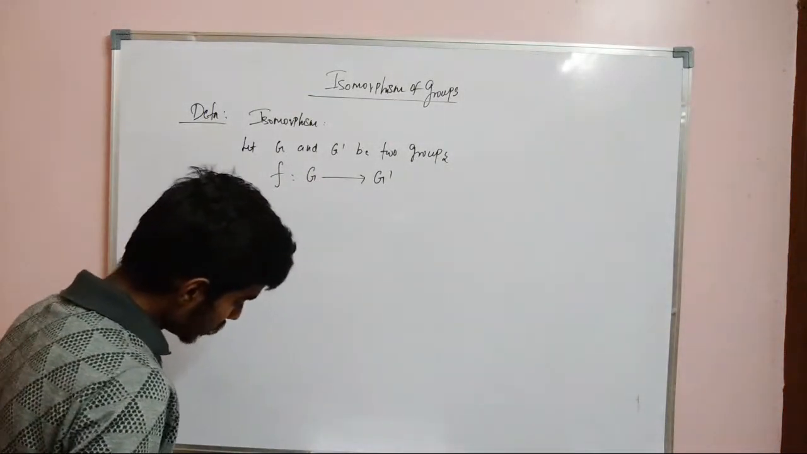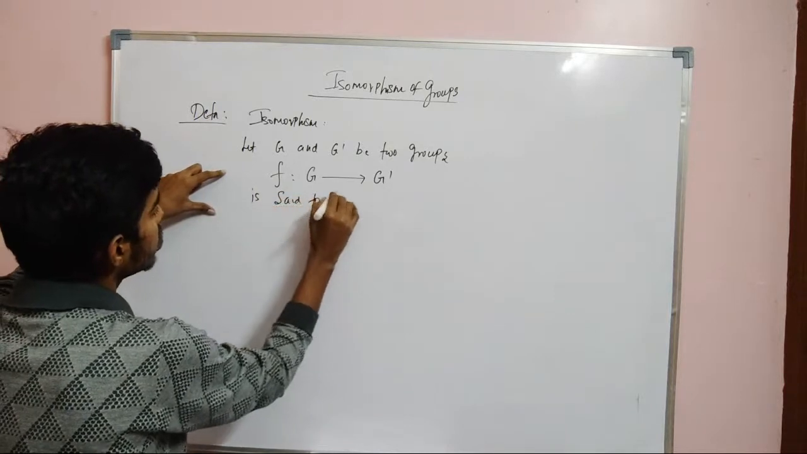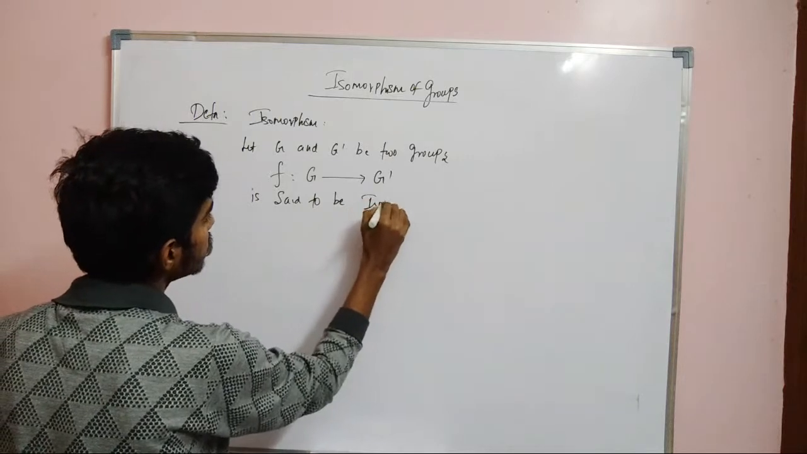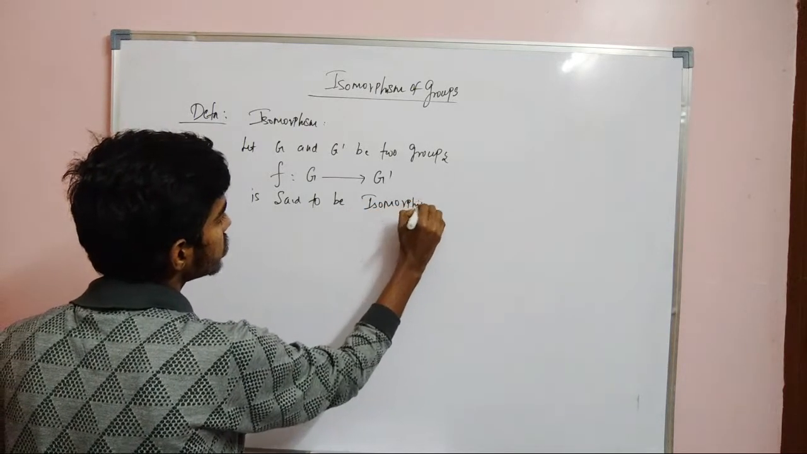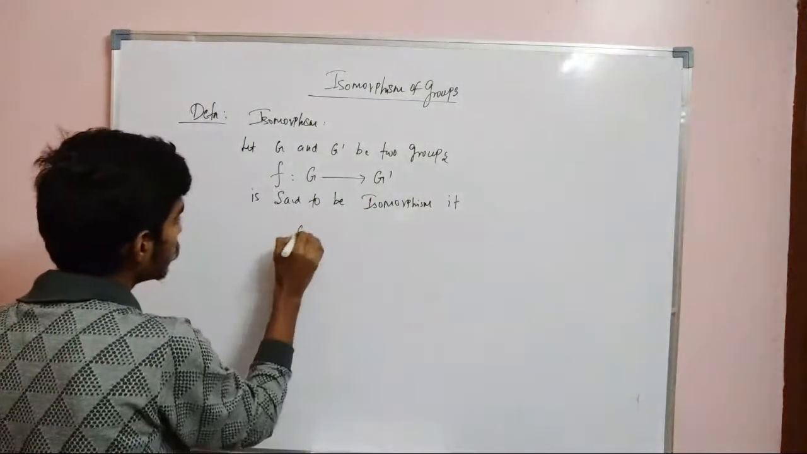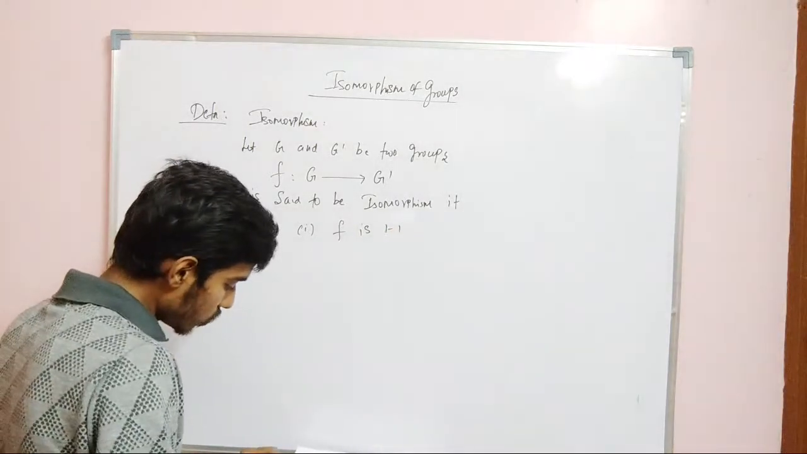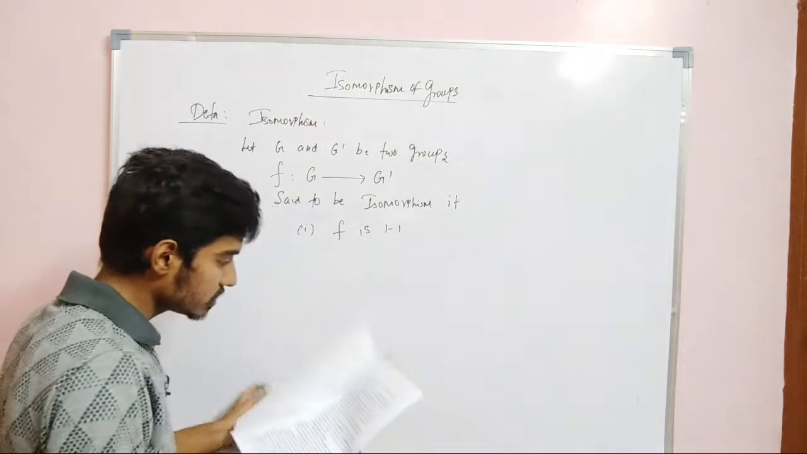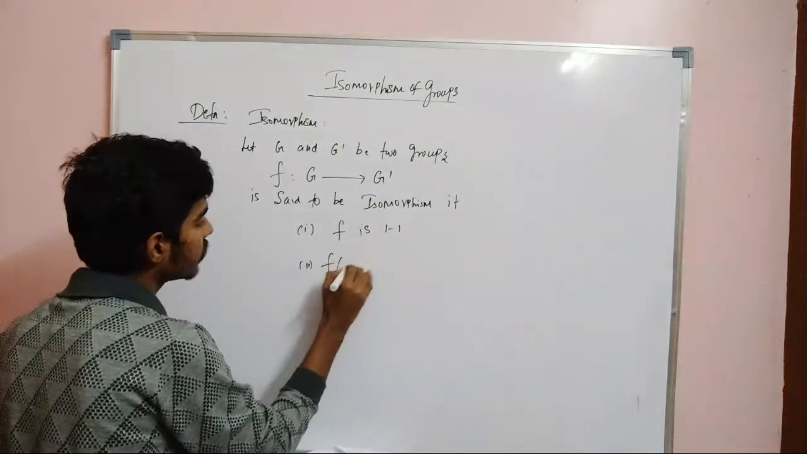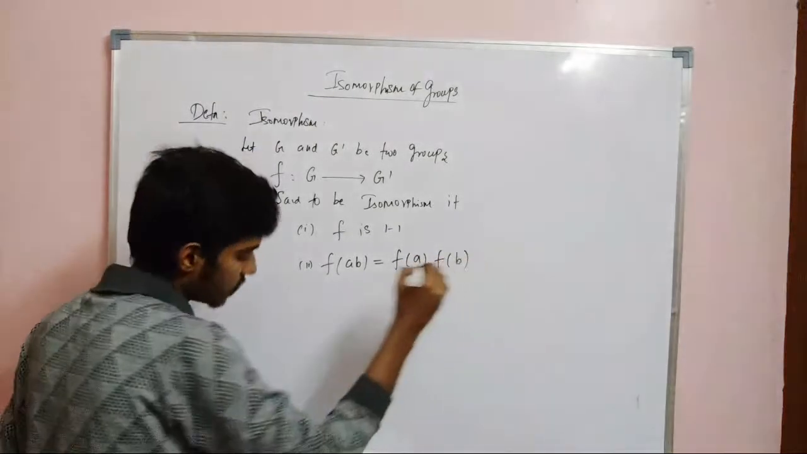A mapping F from G to G dash is said to be an isomorphism if the following conditions are satisfied. The first is that F is 1 to 1. That map has to be 1 to 1, that is, distinct elements in G have distinct images. And the second condition is F of AB is equal to F of A into F of B.